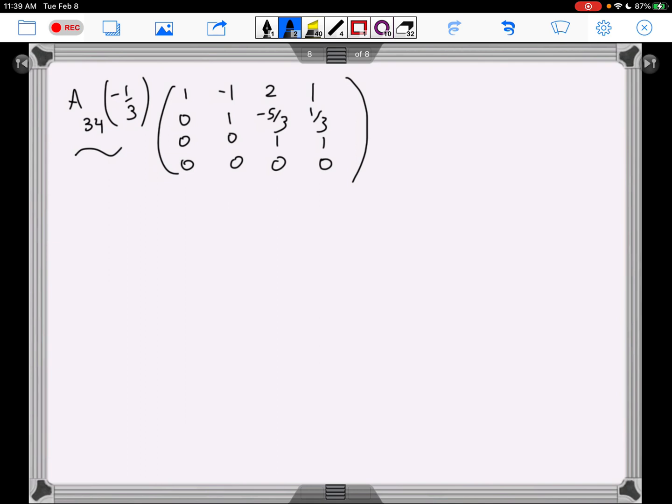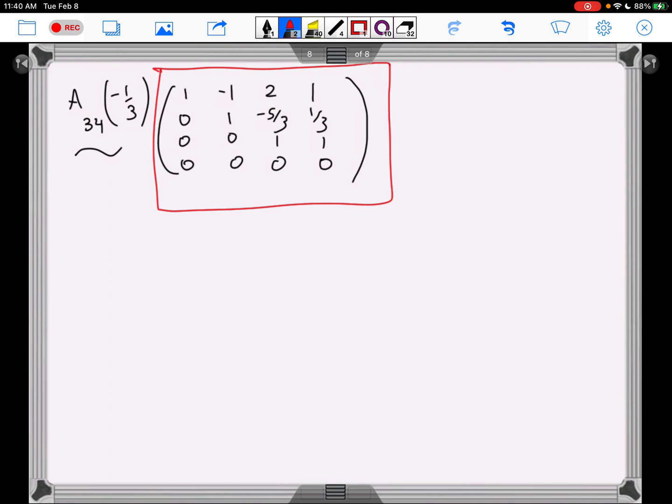So we are done. Why are we done? Because we have a leading 1 in each row. It's always to the right of the one above it, and all of our full 0 rows are at the bottom, so we are finished. This would be our answer. This is our row echelon form of the matrix. Okay, I hope that was clear.